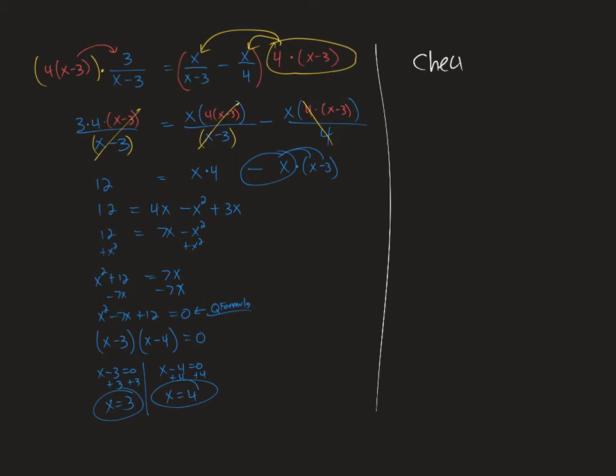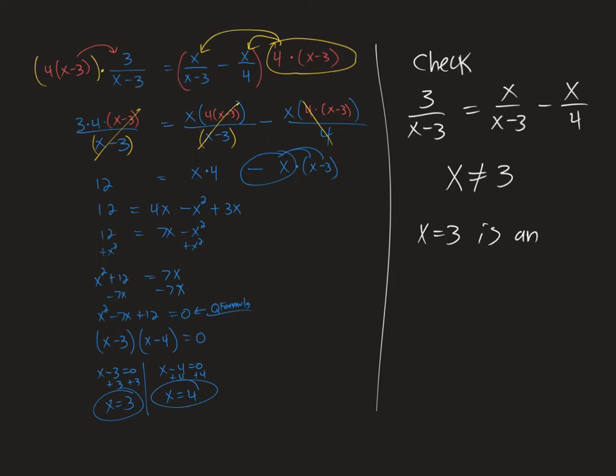So if I go back to the original problem, which was 3 over x minus 3 equals x over x minus 3 minus x over 4, I hope that you see quickly that the only problem we're going to run into is this and this, which happen to be the same thing. The dire problem is that x can't be 3, because if x is 3, this is going to be 3 minus 3. Big problems. So we can see instantly that x cannot be 3. When x is 3, x equals 3 is an extraneous solution.